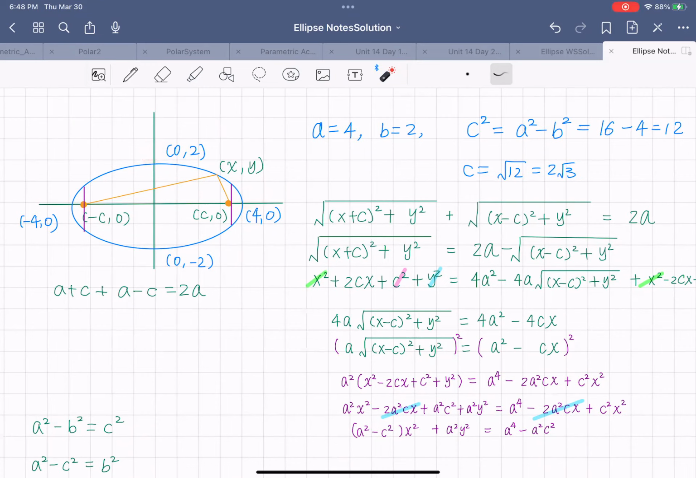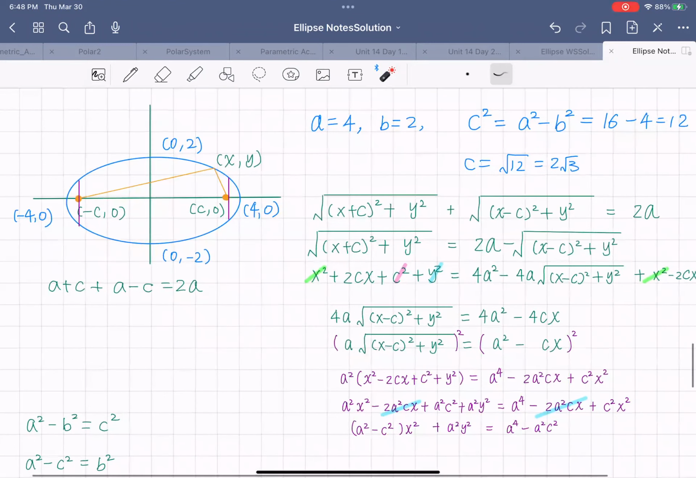For an ellipse, there is a property. That property is saying A squared minus B squared equals C squared. That means this is B squared. This guy is B. This guy squared plus this guy squared is the Pythagorean theorem. This guy exactly equals this.